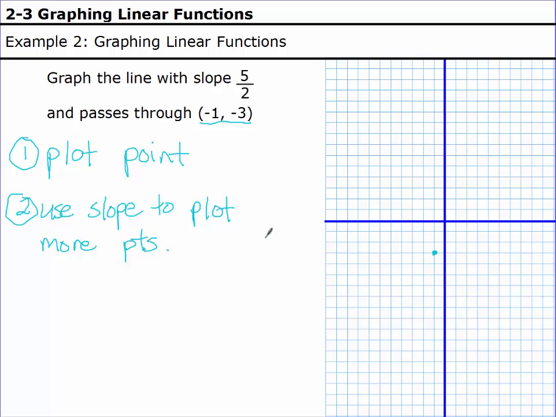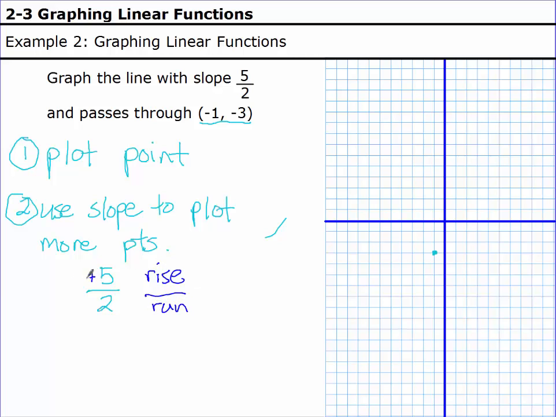Okay, so the minimum amount of points you have to have is 2, so we at least need one more. You usually want to try to get 3 or 4 just so you can get a good looking line on there. Alright, so this is going to be 5 halves, that's our slope. Okay, and you learned back in Algebra 1 a little saying for this. It's called rise over run.